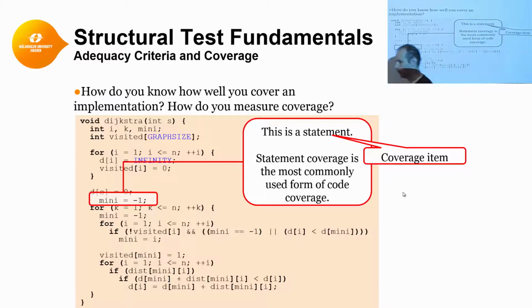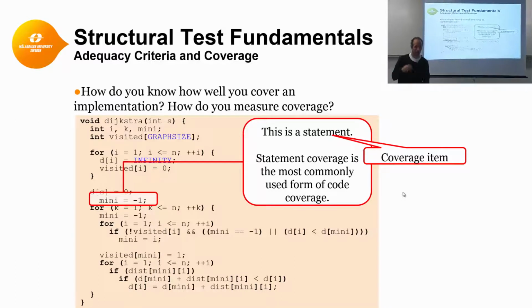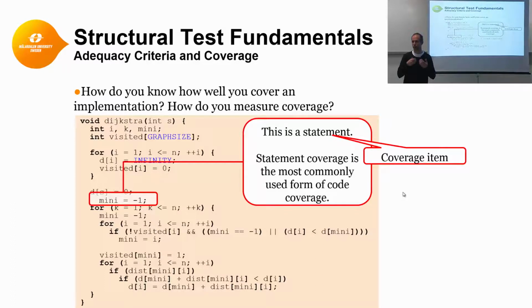As we shall see, there are many other types of adequacy criteria that you can use that have different coverage items. If you compare this to what we said in the lecture on functional testing, the coverage items can be seen as test specifications. It tells you what your testing needs to satisfy or fulfill.